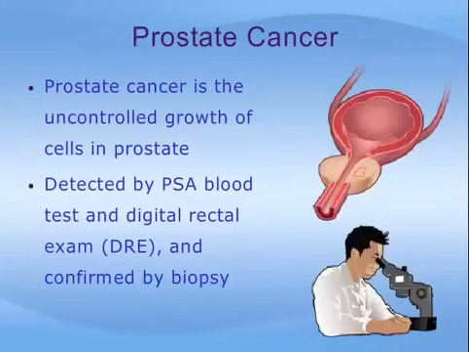Prostate cancer is the uncontrolled growth of gland cells in the prostate, a small gland just below the bladder that surrounds the urethra or urine channel. This common cancer is detected most commonly by the prostate-specific antigen, or PSA, blood test, and digital rectal exam, or DRE. The diagnosis is confirmed by a biopsy, which allows doctors to look at the prostate cells under a microscope.